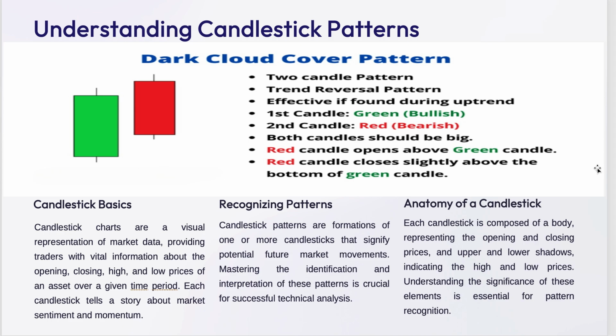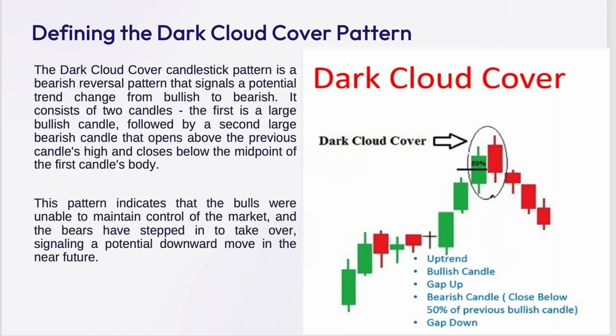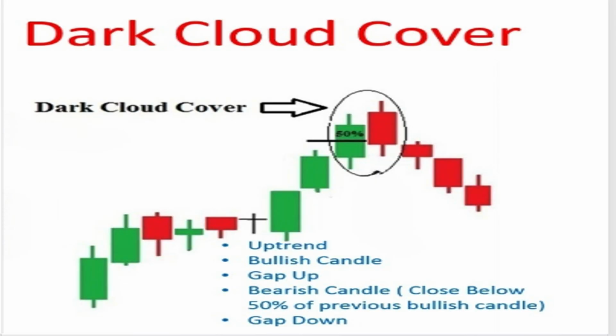The red candle opens above the green, and the red candle closes slightly above the bottom of the green candle. So this is where it opened, and if it closed here, technically the buying strength is not existing here, so it fell down. This is how you can recognize the dark cloud pattern. Basically the closure is almost like 50%, below 50% of the bullish candle, so it gives the signal that something bearish is coming, or the trend is not going to continue.